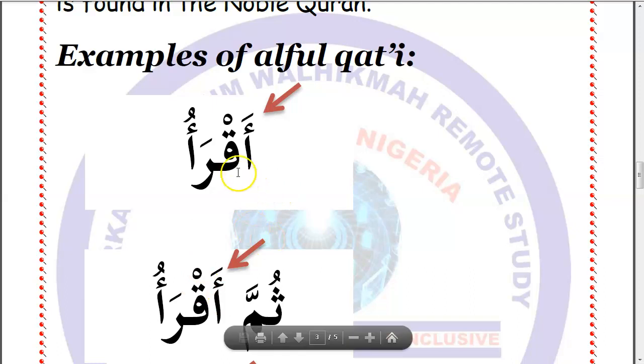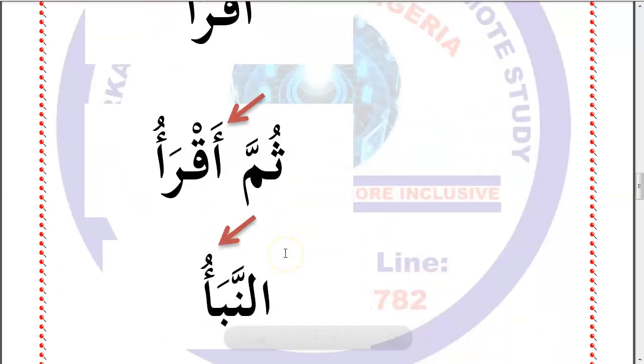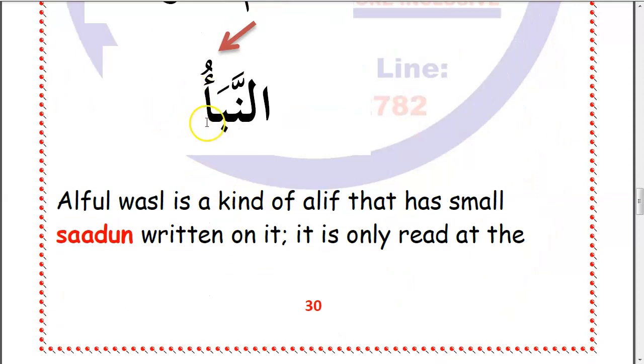So here is Alif al-Qati at the beginning, Alif al-Qati in the middle or at the center, and here is Alif al-Qati at the end. That is to tell us that Alif al-Qati is read wherever it is found.